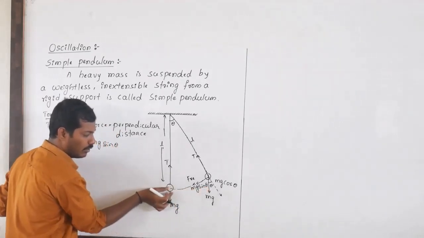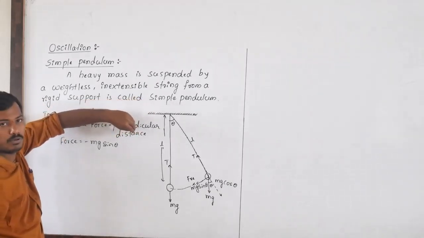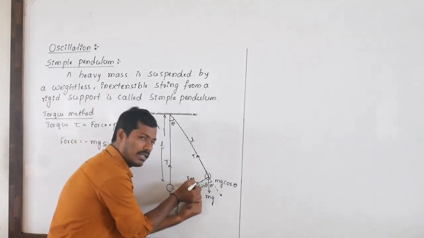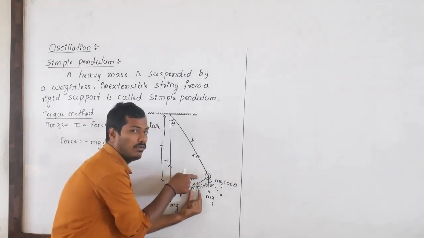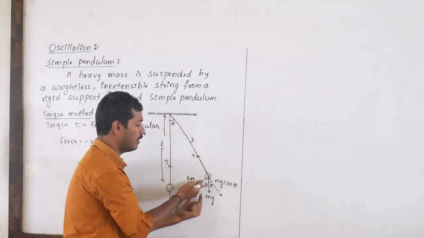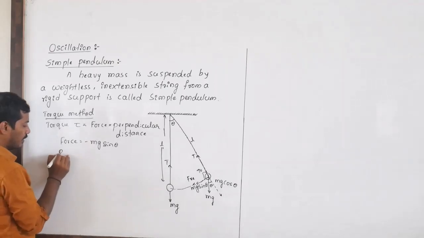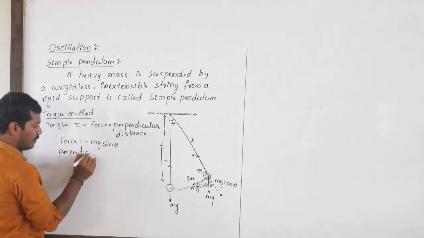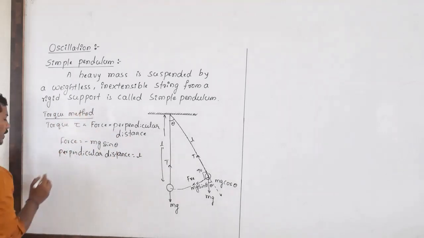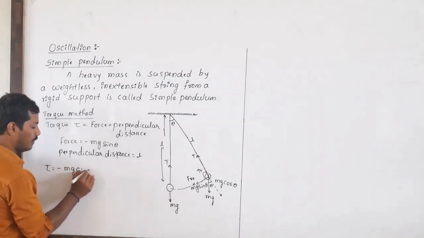One force is there, towards the mean position. Another is the perpendicular distance of the body. Now, mg sin theta is the restoring force, and the perpendicular distance for this is nothing but L. Here both are perpendicular. Substituting in the torque, torque is equal to minus of m into g into sine of theta into L.